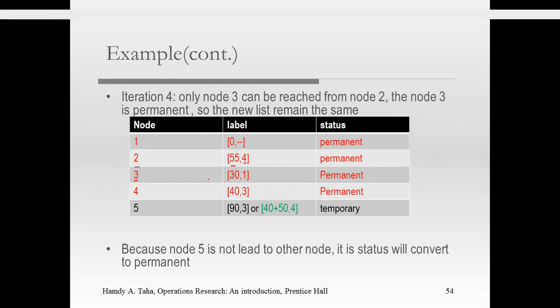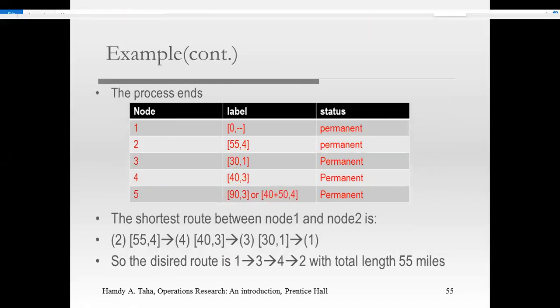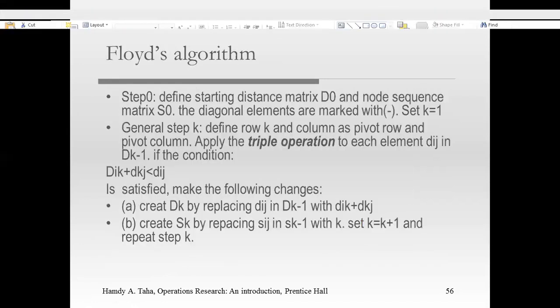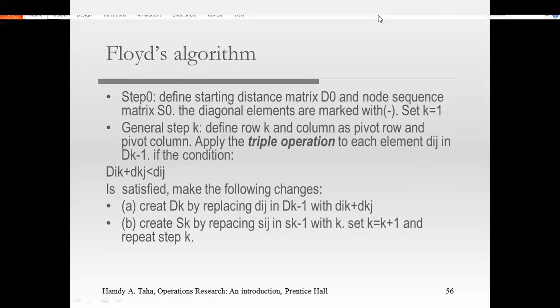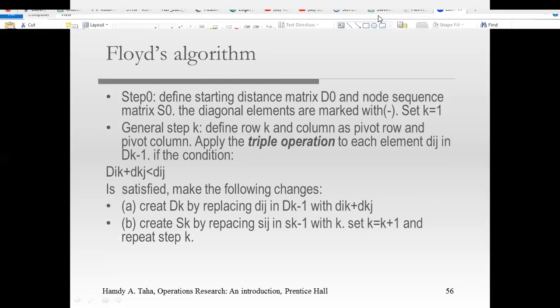Node 3, 30 the distance from 1. Node 4, 40 from 3. And then the last one is 5. You can connect from 3 and 4. Since they are the same, 90, it is up to us whether we connect from 3 or connect from 4. So the total distance is 55 miles. Okay, so that is the Dijkstra algorithm. We can continue with Floyd's algorithm in the next video.